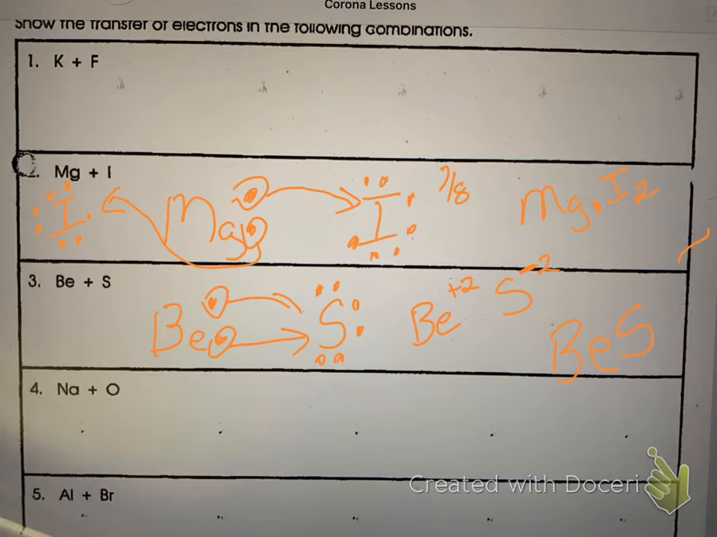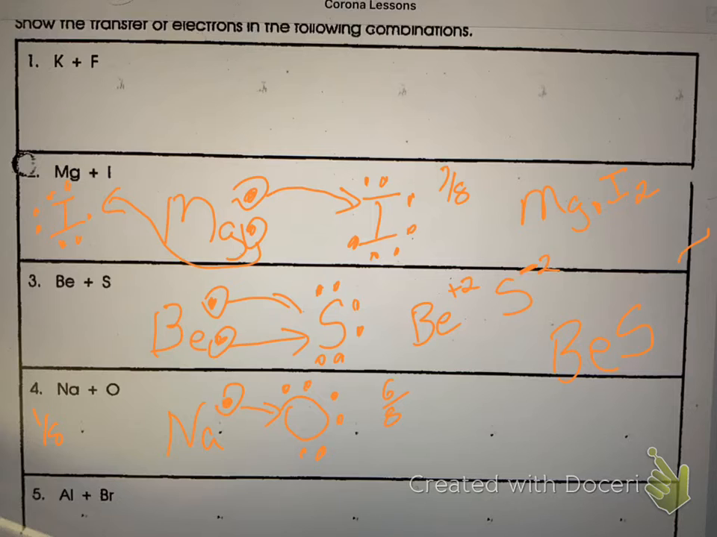Now, let's take a look at number 4 here. We got Na, sodium. So I'm going to write my symbol there. And sodium has 1 valence electron. Now, oxygen has 1, 2, 3, 4, 5, 6. Now, sodium has 1 out of 8, which means it's going to give away its electron rather than try to find 7. Now, oxygen has 6 out of 8, which means it needs 2 electrons to be happy.